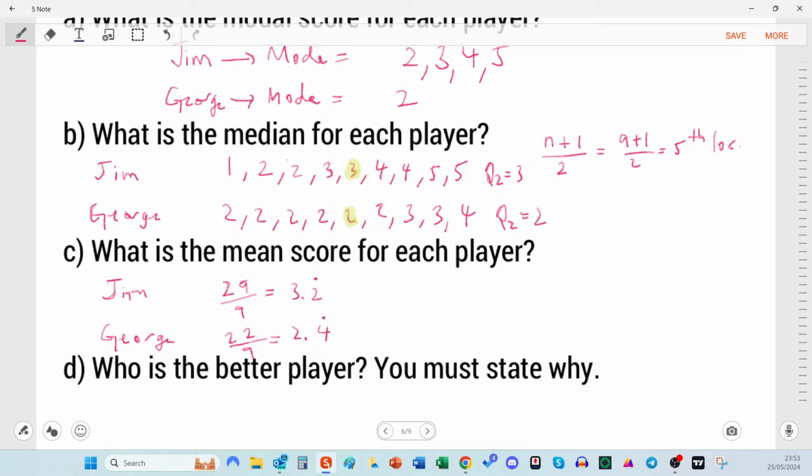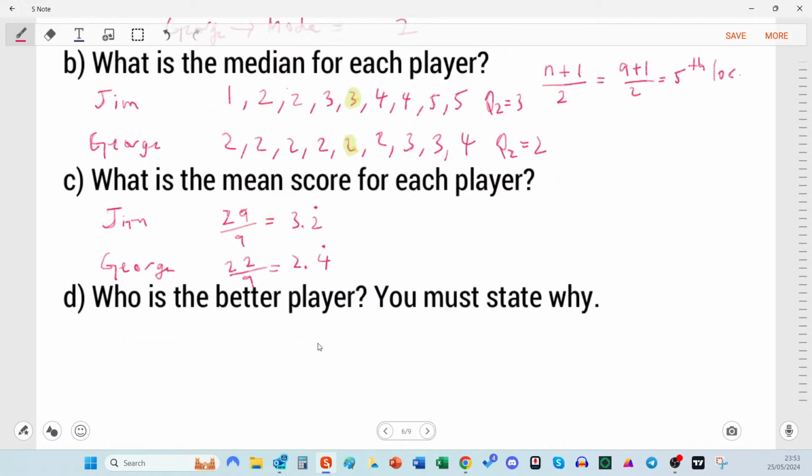What you'll find when you're dividing by 9 is that you get a lot of that. The single number recurs, like 4, 4, 4, 4, 4, 4, 5, 5, 5, 5, 5. So not unusual at all. Okay, we've done the mean. So add them all up, divide by how many there are. Who's the better player? And you must state why.